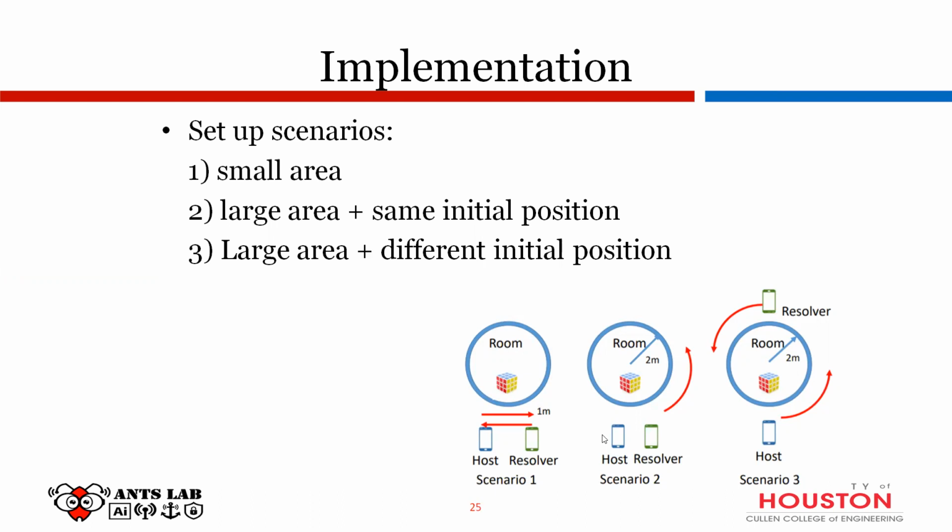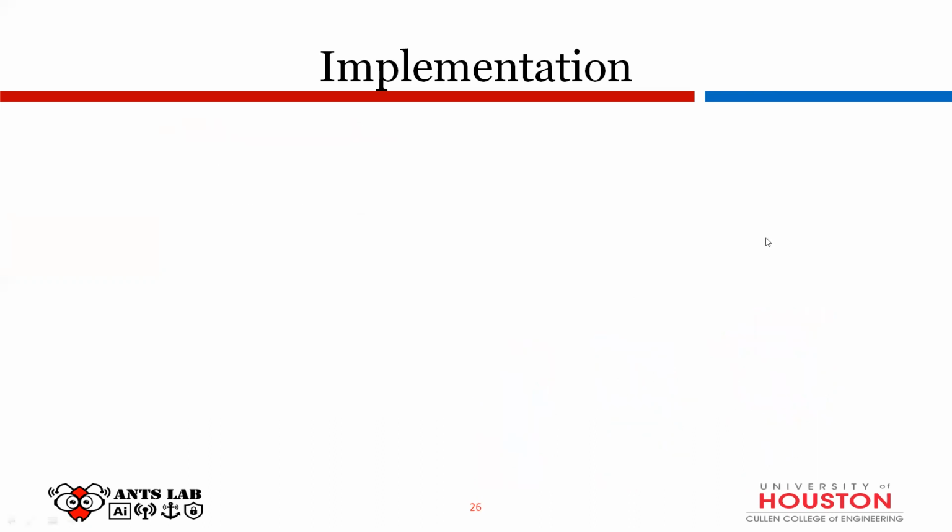Scenario 2 is a large area with the same initial position. What that means is that the host and the resolver start at the same place, facing the same direction, and then they start moving independently within a larger area. The third one is the large area with different initial positions. So in scenario 3, those two are at different places. They set up these 3 cases to examine the results.